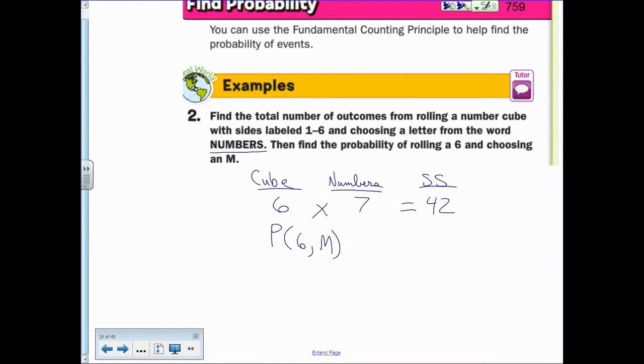Well, we learned yesterday that when we do a sample space, each one of the results in the sample space is unique. It's different from all of the others. Well, if that's the case, then only one of the results from this sample space would be 6, M, and there would be 42 total in the sample space. So the probability of 6, M would be 1 over 42. Not very big chance, huh?